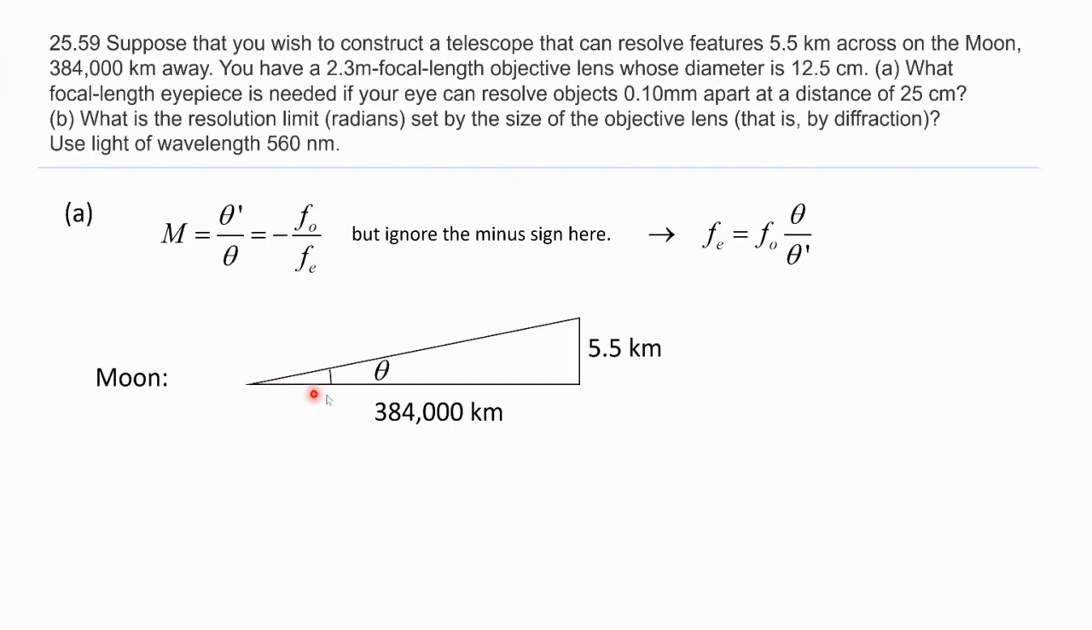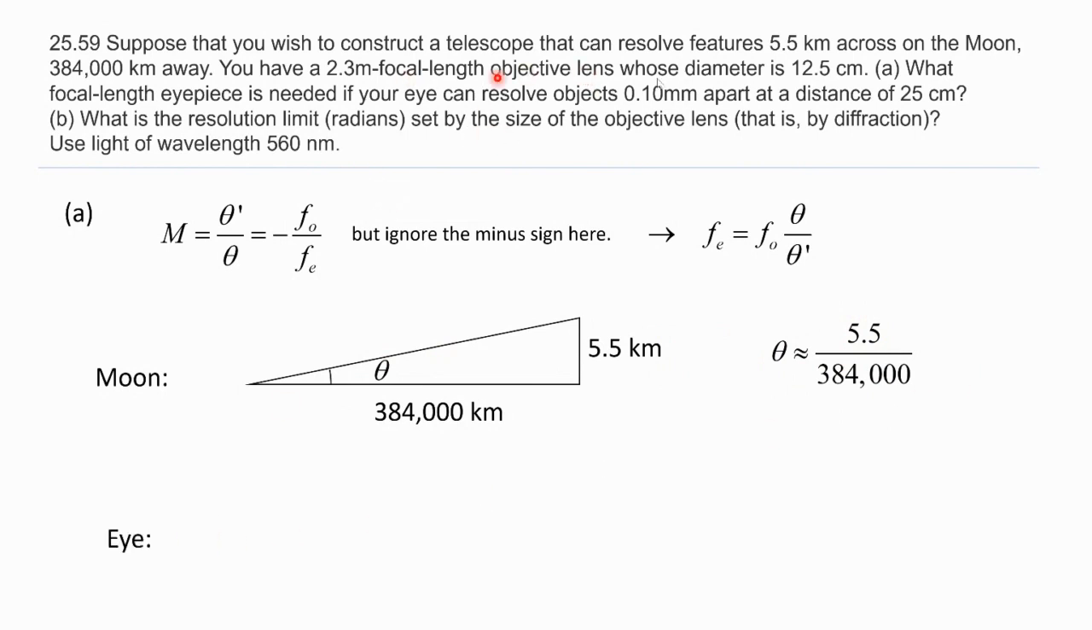All right, so for the moon, we have this gigantic triangle. We are here. The moon is 384,000 kilometers away, and the mountaintops on the moon, mountains, are 5.5 kilometers apart. So the angle subtended by that is theta. And we approximate that this way. It's a small angle, so instead of tangent theta, I have just theta.